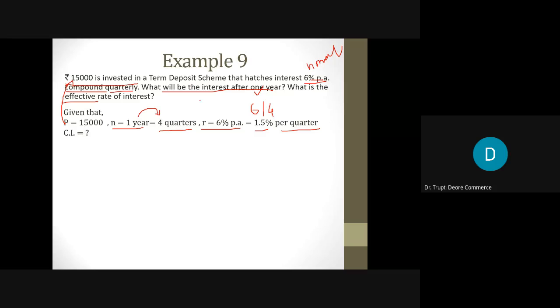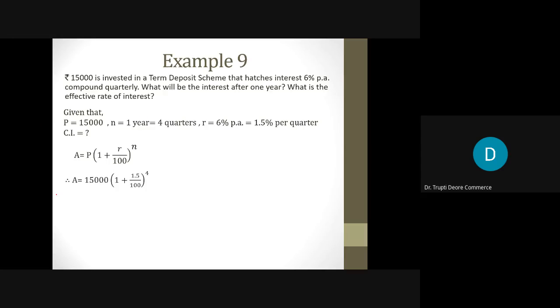And what we have to find out? Interest. Since it's compounded, obviously we have to find out compound interest, and thereafter we will go for the effective rate of interest. For compound interest, what is the formula of amount? A is equal to P into bracket 1 plus R upon 100 raised to N. What is given? P is 15,000, R is 1.5 divided by 100 and N is 4. Just check the steps and calculate the amount. See what amount comes. Answer in the chat box.